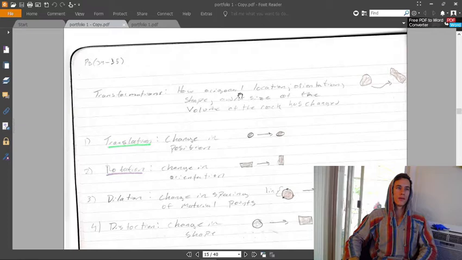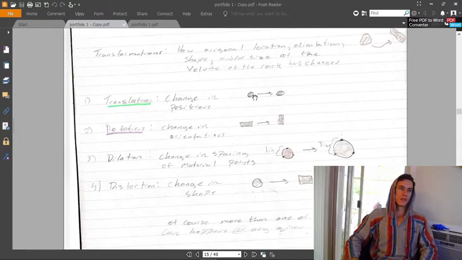Transformations: how the original location, orientation, shape, color, and size of the volume of rock has changed. So basically just transforming from this shape to this shape. It just moves stuff around. Translation is a change in position, so it just goes to the right. Rotation is a change in orientation. This one's rotating up.